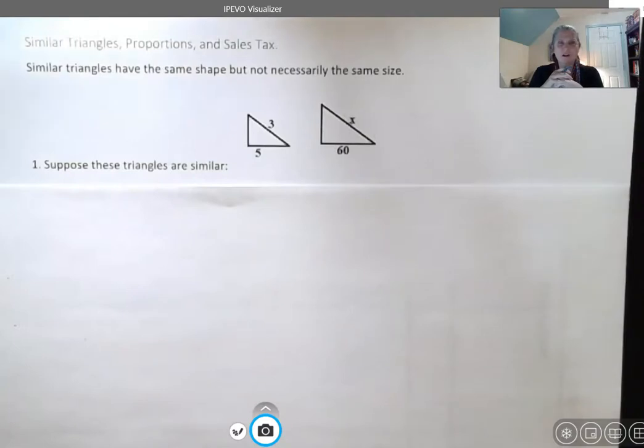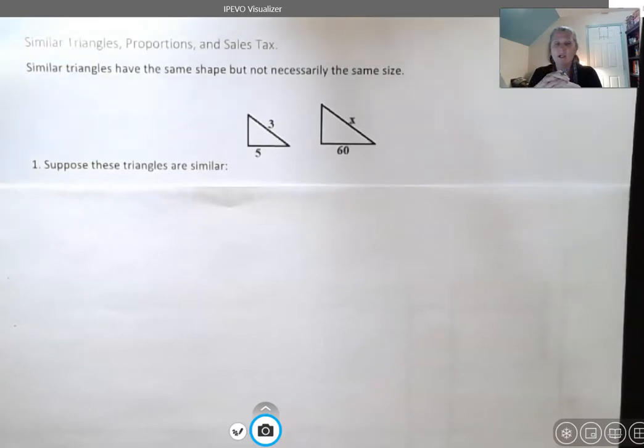This is video 9, and this one we're going to look at solving similar triangles using proportions, and a couple of other proportion problems and some percentage problems that involve sales tax. When you have similar triangles, it just means triangles that have the same shape. They're proportionate, but they're not the same size.